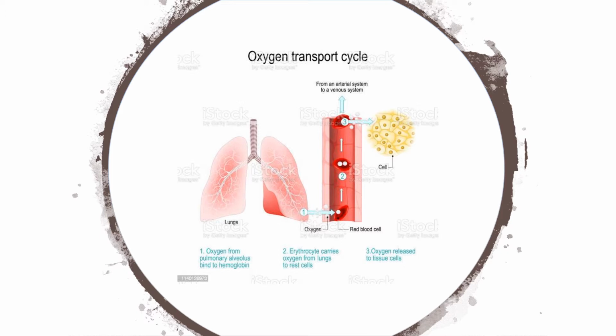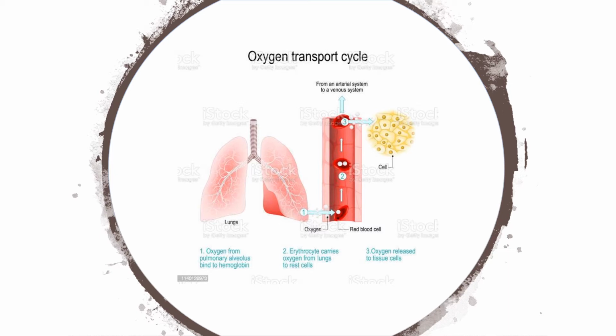So within these little alveoli, we have little capillaries, and inside these capillaries are our red blood cells. The red blood cells are where you'll find the hemoglobin. So here you can see a little bit clearer. The red blood cell carries oxygen from the lungs to the rest of the cells, and from there the oxygen is released into the tissues. That's more of a general overview.